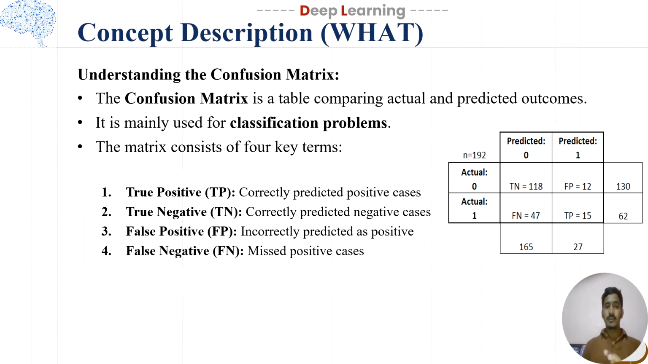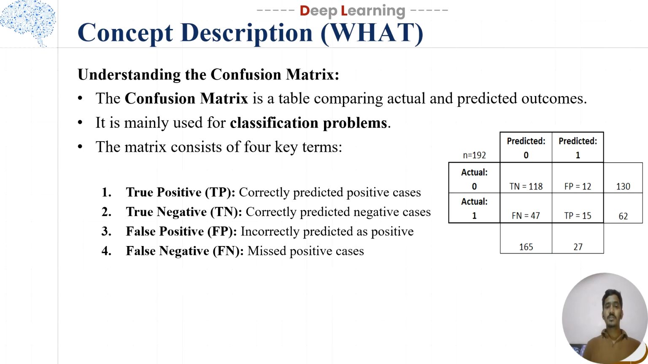In this matrix or table, there are four main terms. True positive. These are the use cases where the model predicted positive and the actual value was also positive. In this example, the model correctly found the 15 people who truly had the disease. Second, true negative. These are the use cases where the model predicted negative and the actual value was also negative. In this example, the model correctly identified the 118 people who did not have the disease.